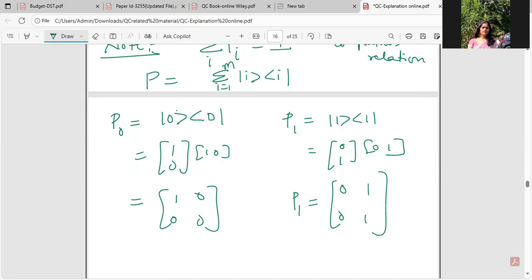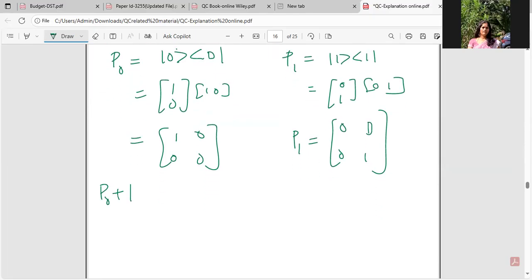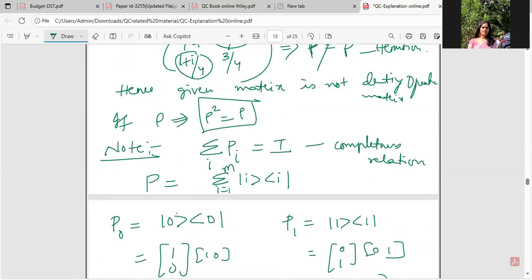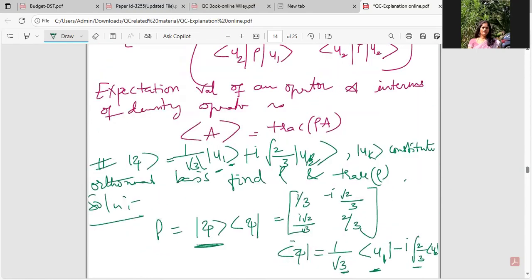0 into 0, 0 into 1 is also 0. Now the completeness relation is P naught plus P1. I will do 1, 0, 0, 0 plus 0, 0, 0, 1. Adding this, I get 1, 0, 0, 1, which is my identity matrix. That's what the completeness relation is. If I find the projection operators, P is nothing but my projection operator. The density operator is denoted by rho.